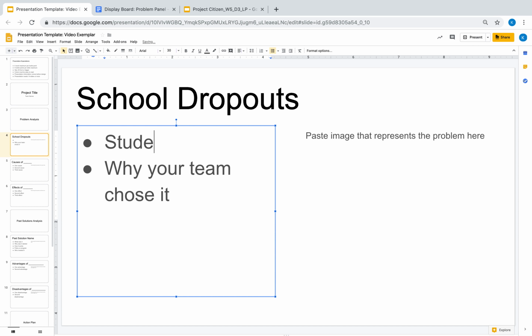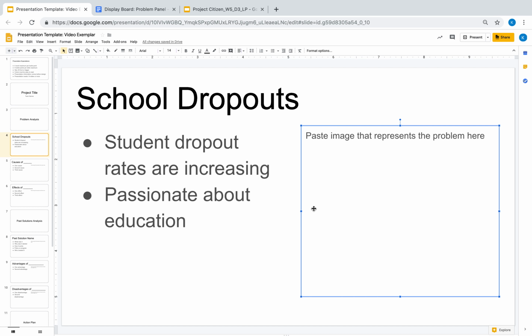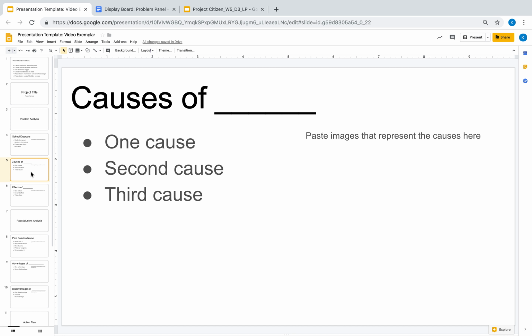So I'm going to say student dropout rates are increasing. That's like the gist of the problem. Why my team chose it, also 6 words or less, so we are passionate about education. And then on my note cards, I would write more to say in detail about those 2 things. And then over here, I can paste some images that represent that problem. Let's move on to another one.